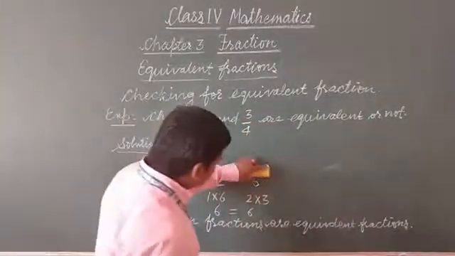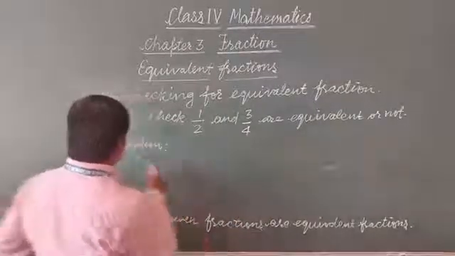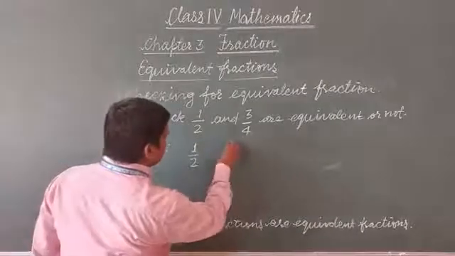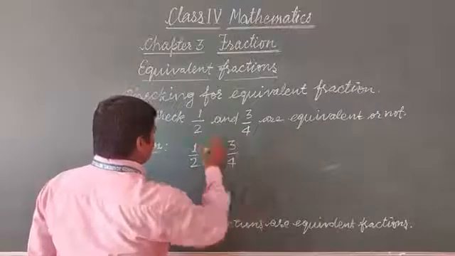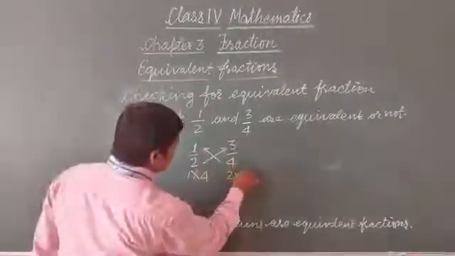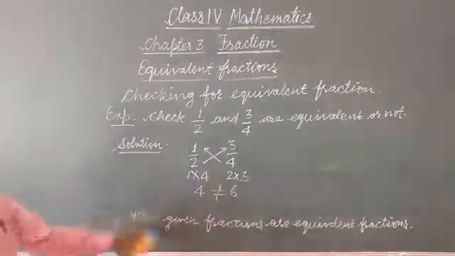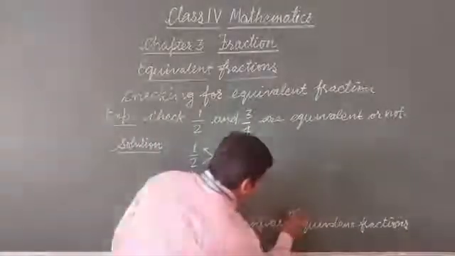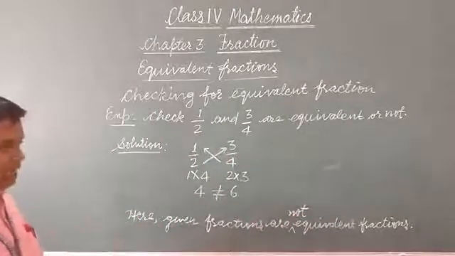So in the same way we write here also: 1 by 2, 3 by 4. We find the products 1 into 4 and 2 into 3. Here it is 4 and here it is 6, which is not equal. The two products are not equal. So the given fractions are not equivalent fractions. Not equivalent fractions. This you have to write.